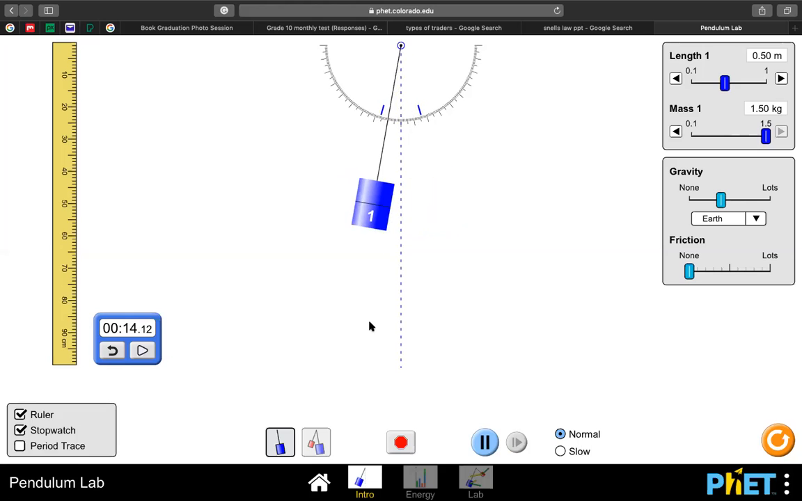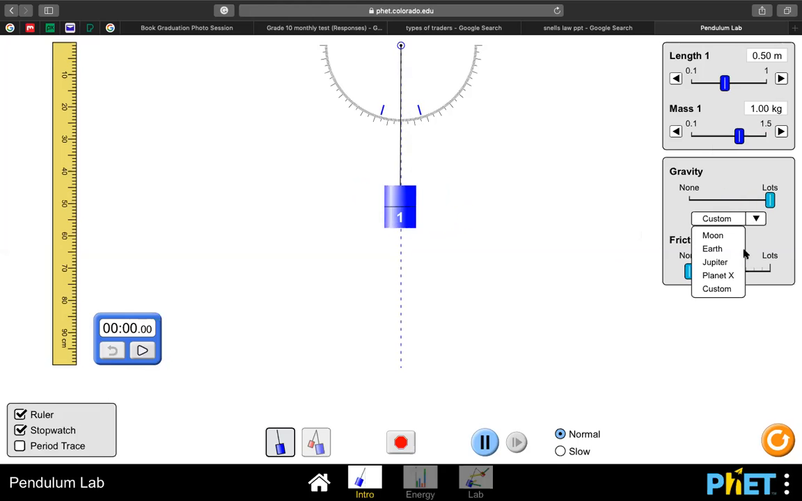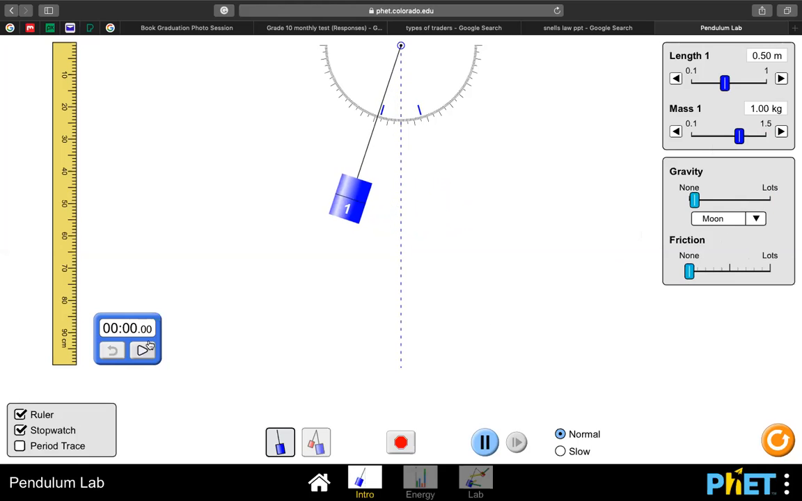All right. Now let's put this back at 1 kilogram, and let's start this over. Then let's go on the moon. Let's try it on the moon. Let's see what's happening on the moon. So we place it back at 15 degrees. So we're doing this experiment now on the moon.